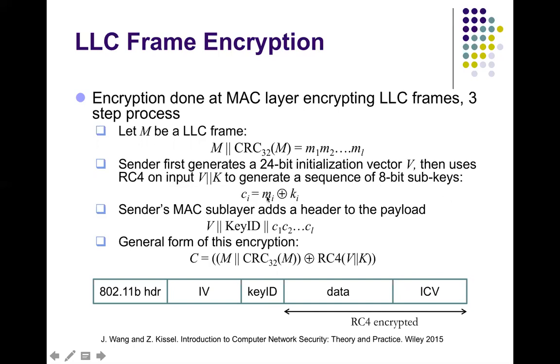So then what you do is encrypt this by doing the exclusive OR of M sub I with K sub I. You keep generating this sequence of subkeys. So you need L subkeys, and from that you get a ciphertext byte, C sub I.